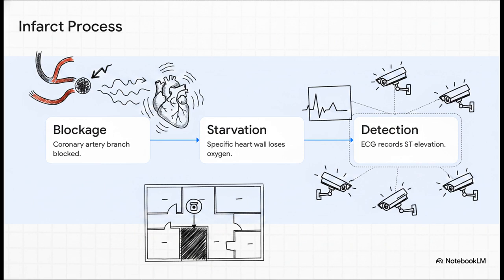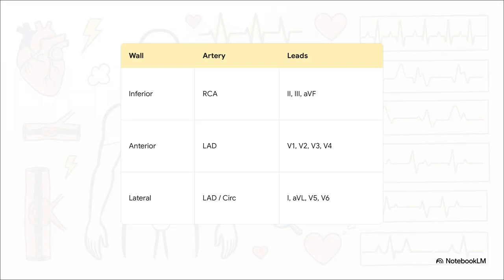And the security cameras pointing directly at that neighborhood, those are the ones that record the distress signal. And on the printout, that signal looks like an ST elevation. It's a highly localized, purely anatomical event. This chart here brilliantly maps out our security cameras.